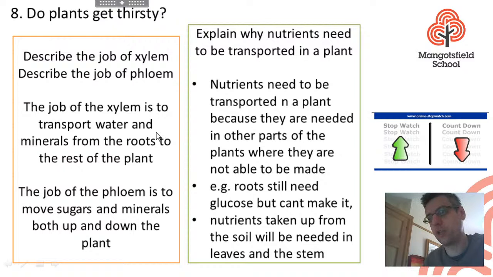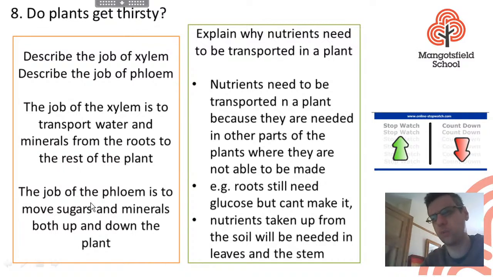Here we go. Do plants get thirsty? Describe the job of the xylem and the phloem. The job of the xylem is to transport water and minerals from the roots to the rest of the plant, particularly the leaves, because that is where water is needed for photosynthesis. The job of the phloem is to move sugars and minerals up and down the plant. It then moves out of the phloem and into some little side tubes to get across the plant.